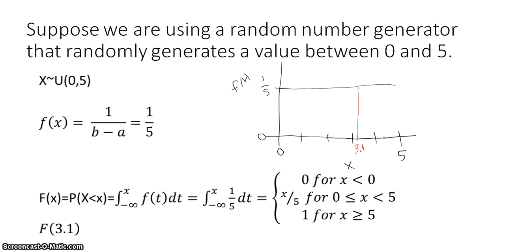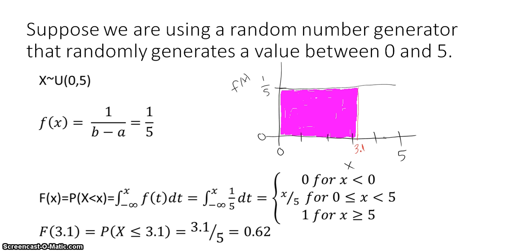If we want to find the probability that the random variable takes on a value less than or equal to 3.1, that's capital F of 3.1. This is the area under the curve between 0 and 3.1, all of the area under the curve to the left of 3.1. We can see that's 3.1 over 5, which gives us 0.62.